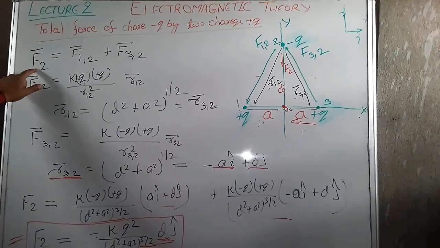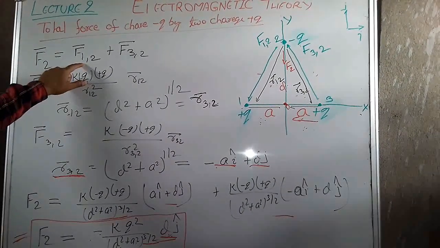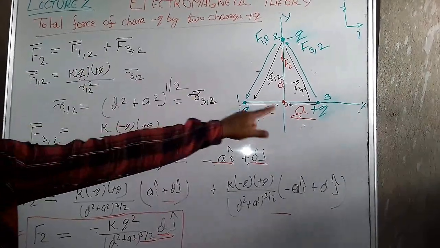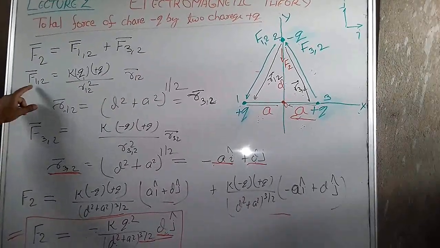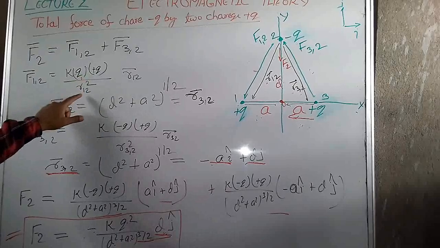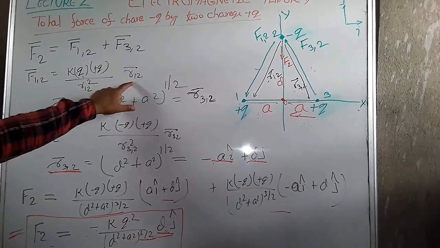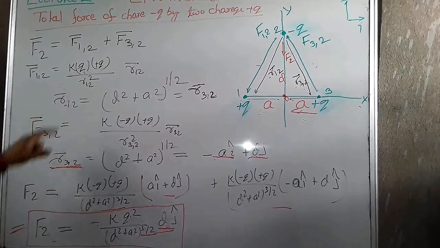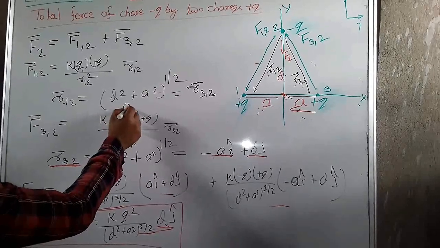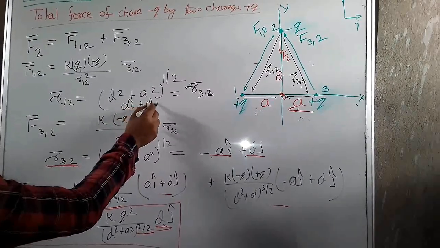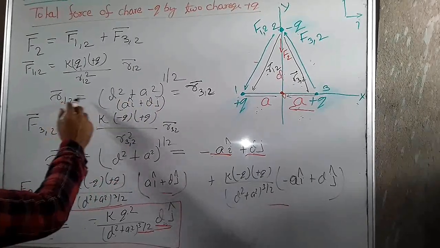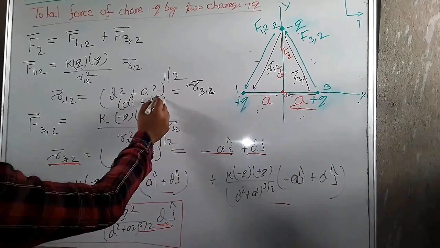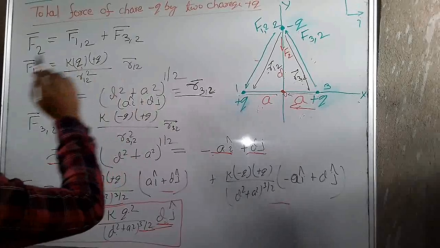So the total force on 2 is equal to the force by charge 1 on 2 plus the force by charge 3 on 2, and we know that F12 is equal to K minus Q plus Q by R12 square, R12 unit vector, and we break R12 into component form. R12 has the component a i plus d j. It means R12 equals d square plus a square, to the power 1 by 2, and this is the same as that of R32.